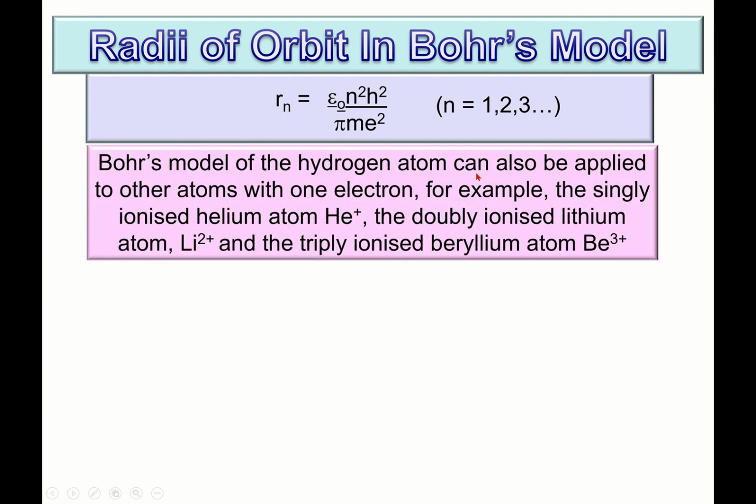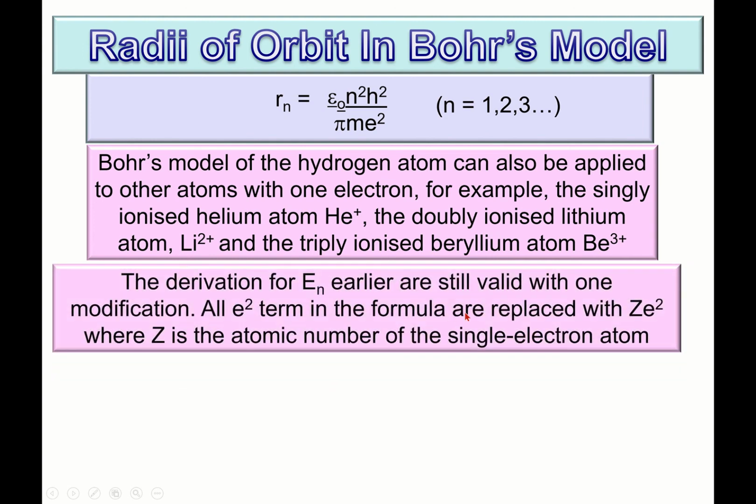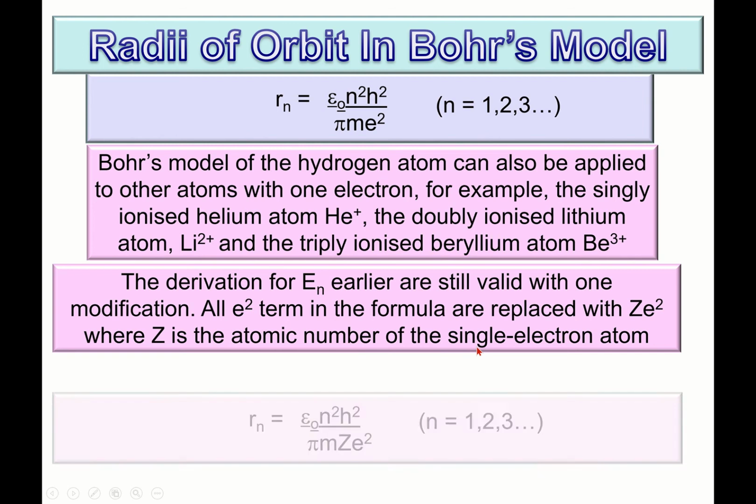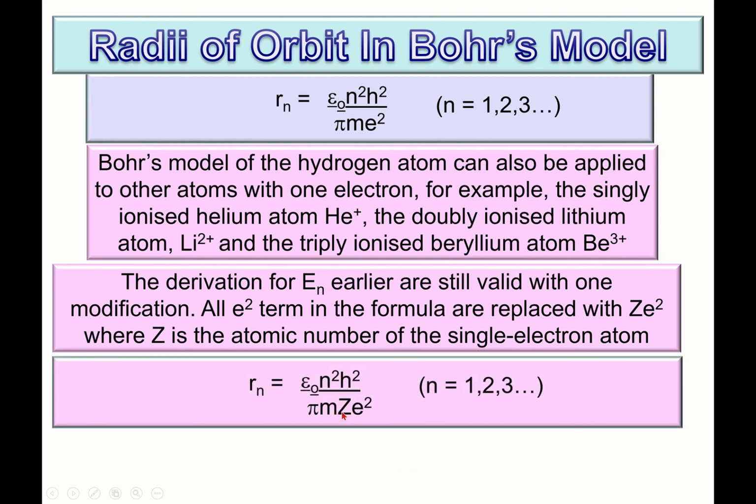Bohr's model of the hydrogen atom can also be applied to other atoms with one electron, for example, the singly ionized helium atom He+, the doubly ionized lithium atom Li2+, and the triply ionized beryllium atom Be3+. So the derivation for r_n earlier is still valid with one modification. All e squared terms in the formula are replaced with Ze squared, where Z is the atomic number of the single electron atom. So we can write it like this: epsilon naught n squared h squared per pi m Z e squared.